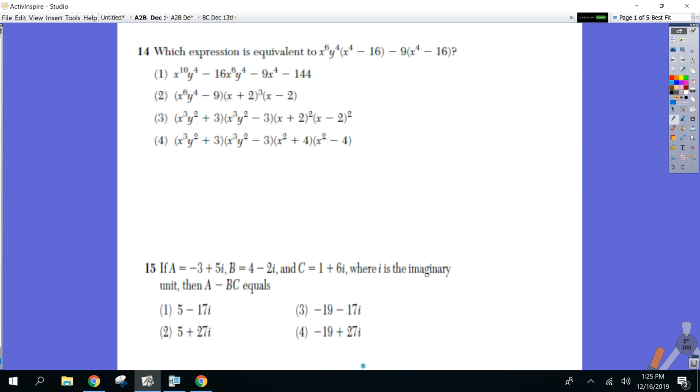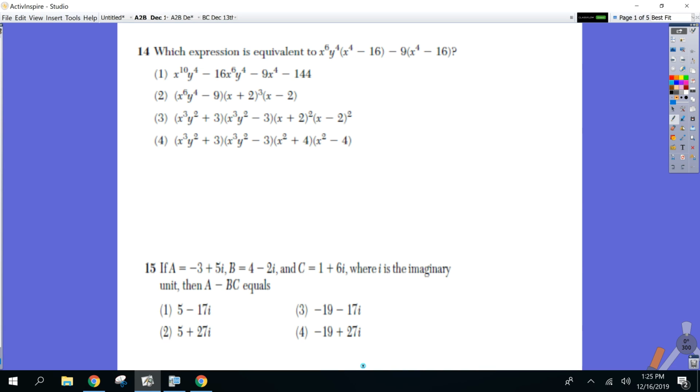Okay, for 14, which expression is equivalent? Look, worst comes to worst, what can you do? Always plug in. Now you're going to have to plug in your own numbers for x and y. Avoid 1 and 0. Okay? I don't want to do it that way. I want to do it mathematically.